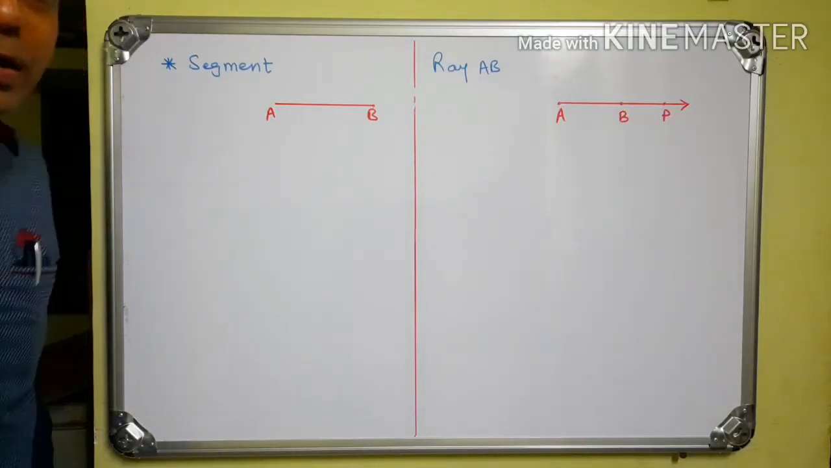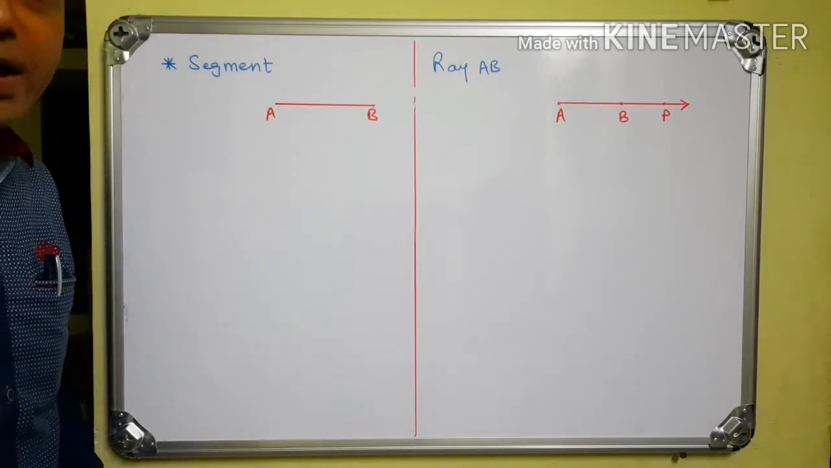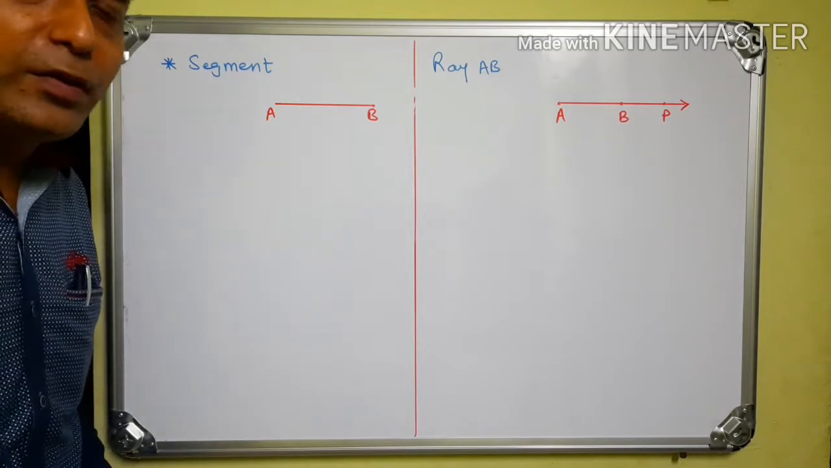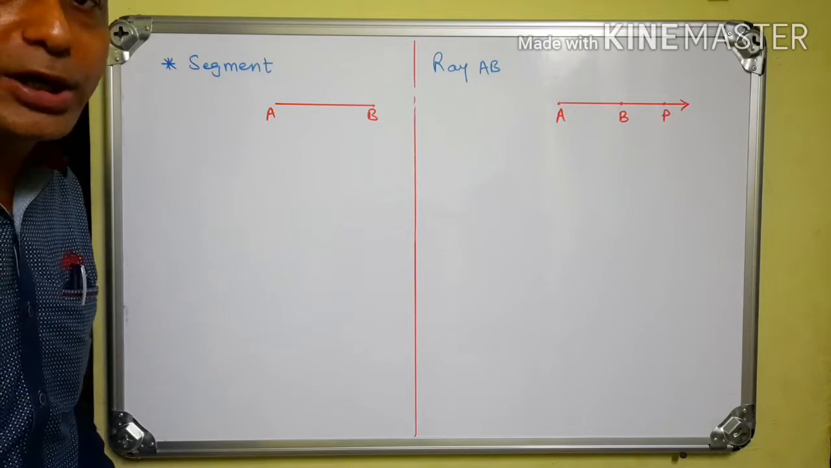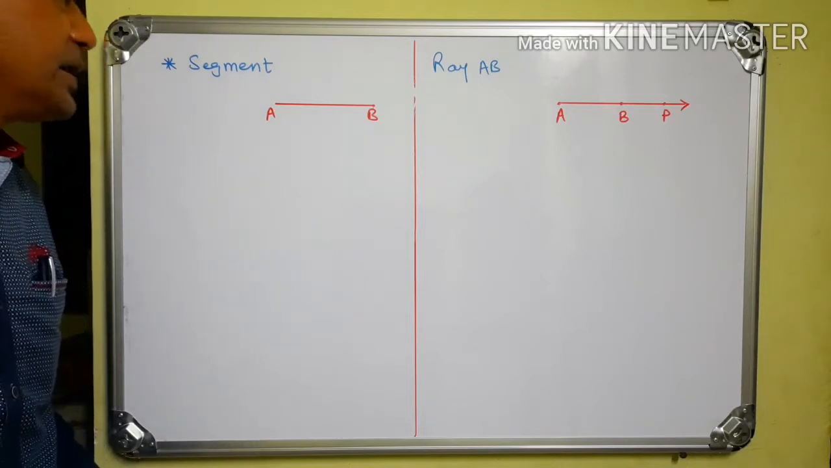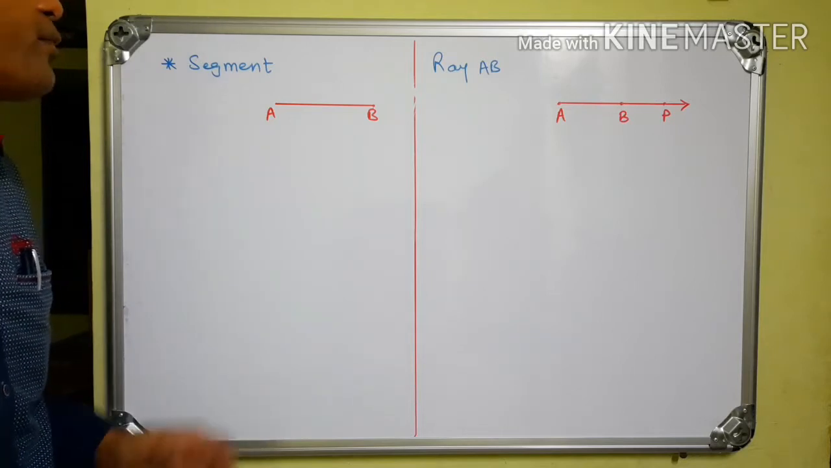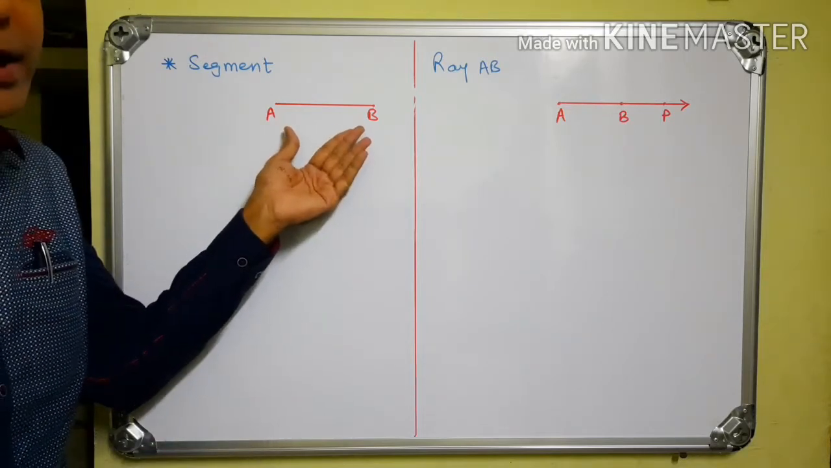Hello dear students, today we have to understand some basic concepts of geometry and after that we will start practice set 1.2. So the first concept is segment. Now what is a segment? See here you can see segment AB.